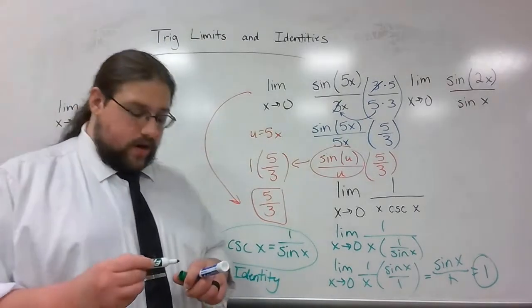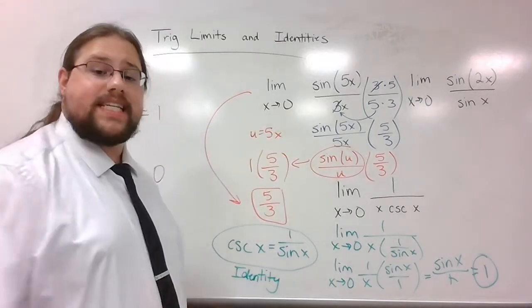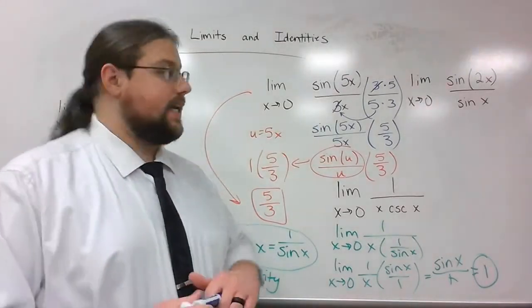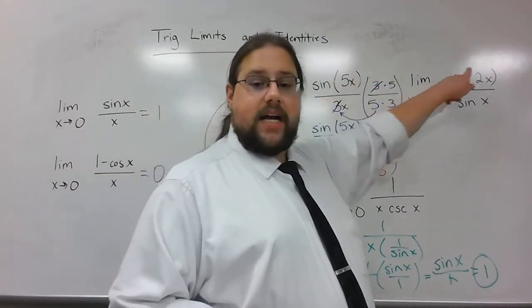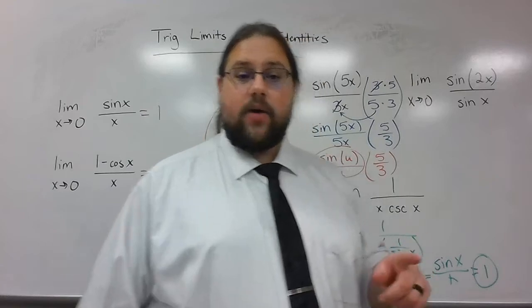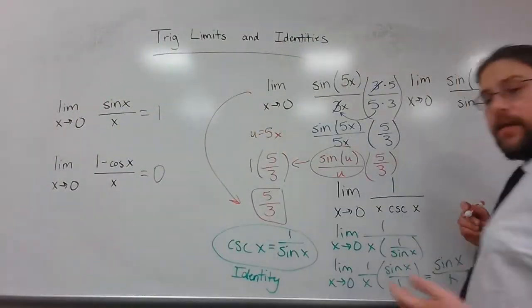Now, I'm going to do one more example, and this one's going to be slightly different because, again, it's going to use another one of these identities. It's just a different identity. Now, in this case, I'm going to do the limit as x approaches 0 of sine of 2x over sine x. Now, the identity I'm going to use in this case is a double angle identity.